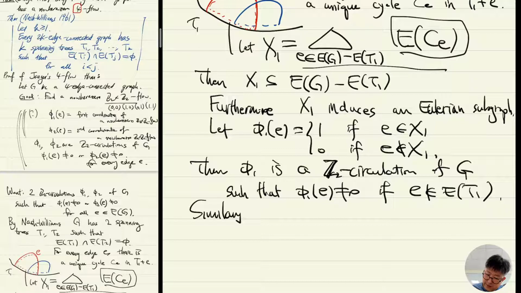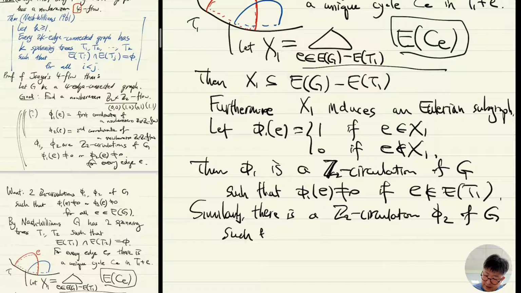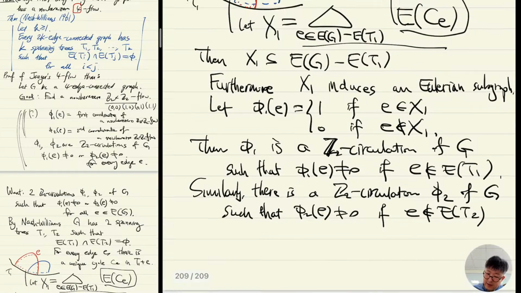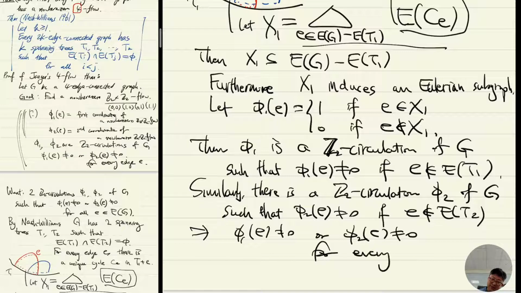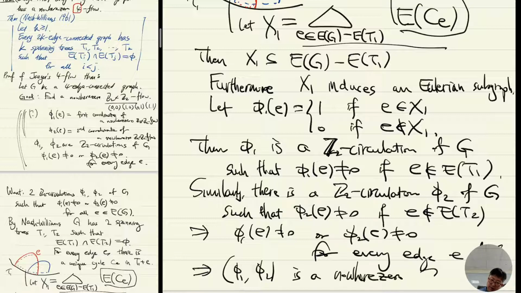Similarly, there is a G2 circulation. So you do the same thing for T2. Right? So I have two circulations now, phi 1 and phi 2. One of them is non-zero outside of T1, another one is non-zero outside of T2. So that means phi 1 of E is non-zero or phi 2 of E is non-zero for every edge. Okay? So phi 1, phi 2 is a nowhere-zero G2 times G2 flow.